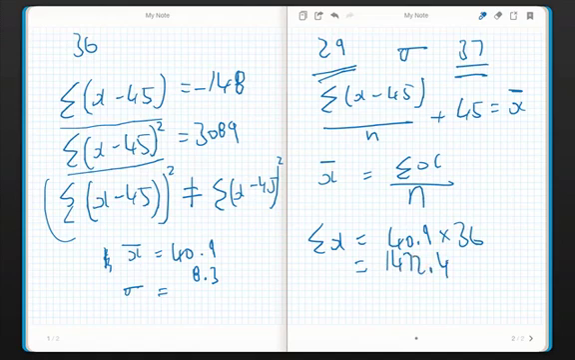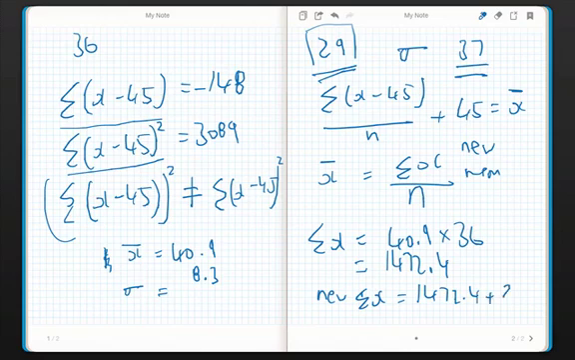Now the reason we're doing all this is we want to find the new mean when this new data value of 29 was added to the sample. So now that we've got sigma x, we can find the new sigma x, the new sum of all the data values, by doing 1472.4 plus our new value 29, and you get 1501.4.